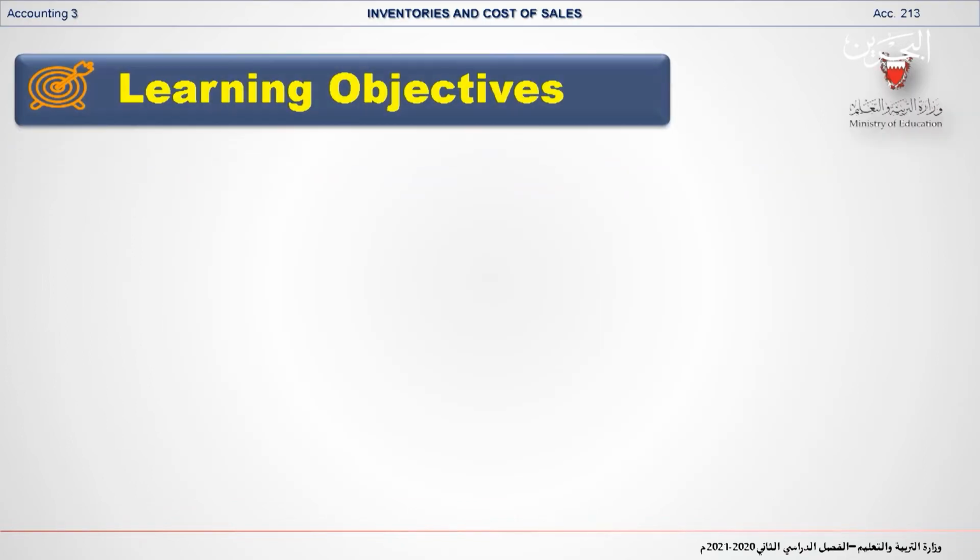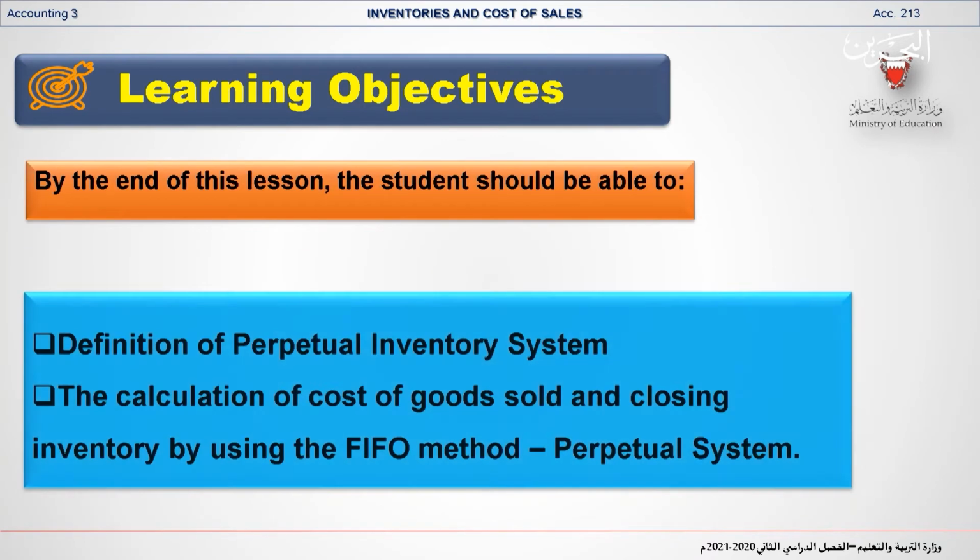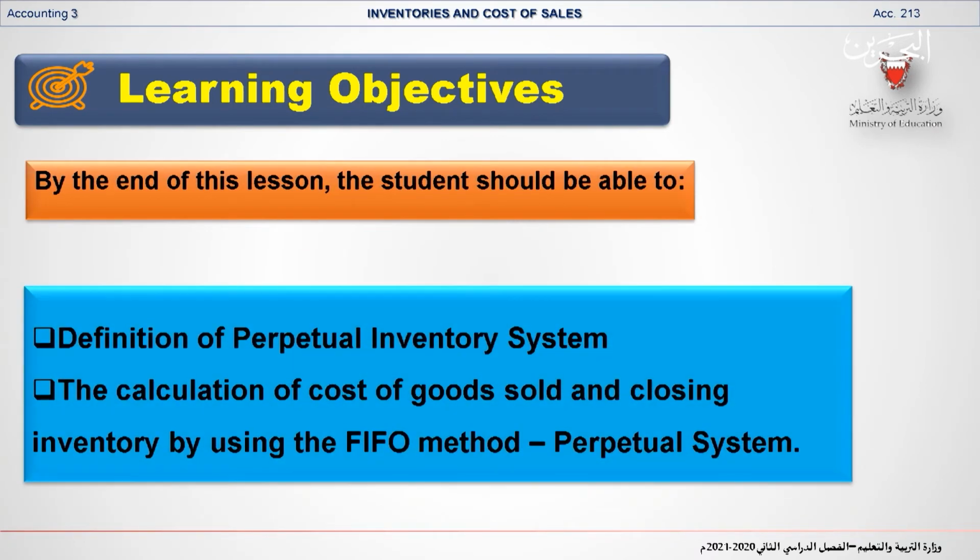By the end of this lesson, you should be able to know the definition of Perpetual inventory system and the calculation of cost of goods sold and closing inventory by using the FIFO method under the Perpetual system. First, I will remind you of main points we explained last lessons.